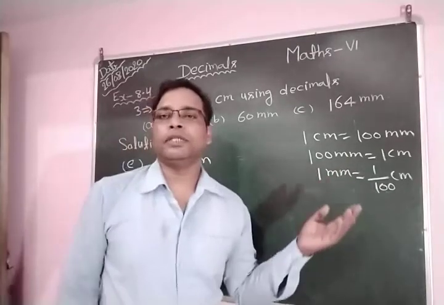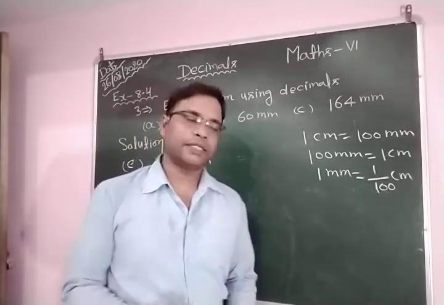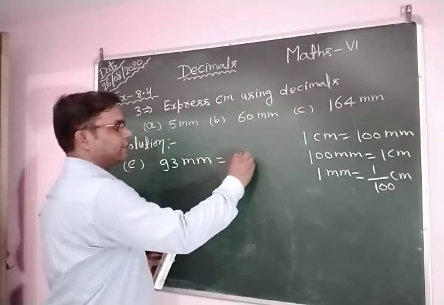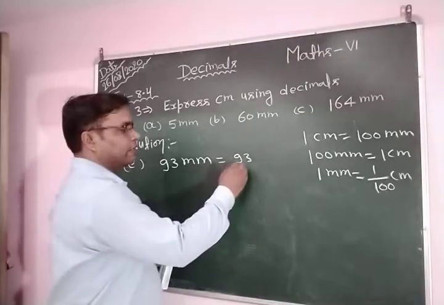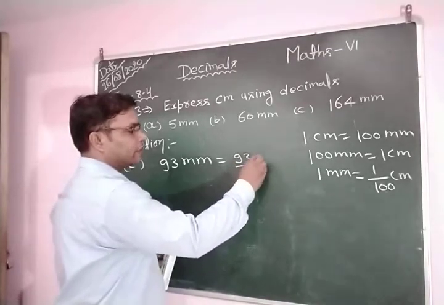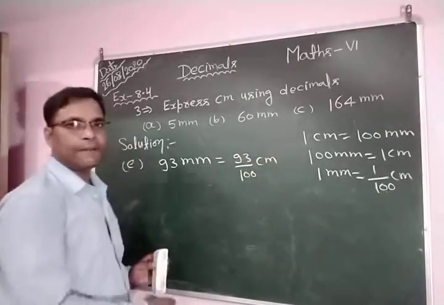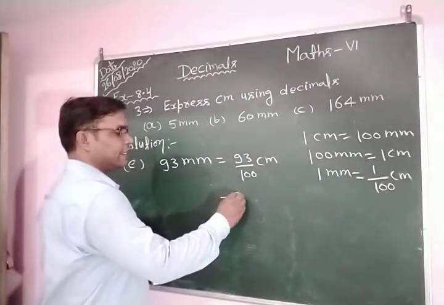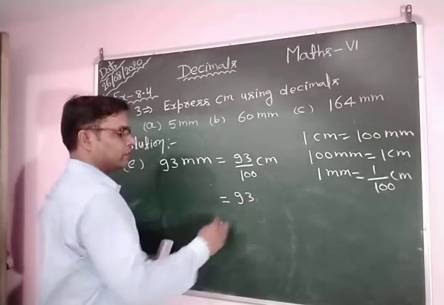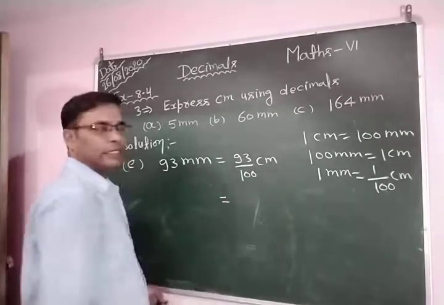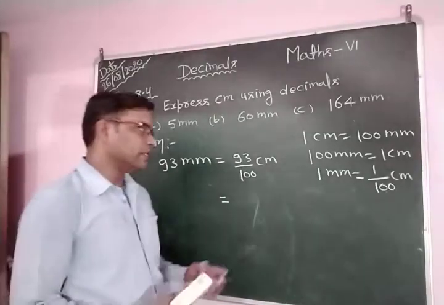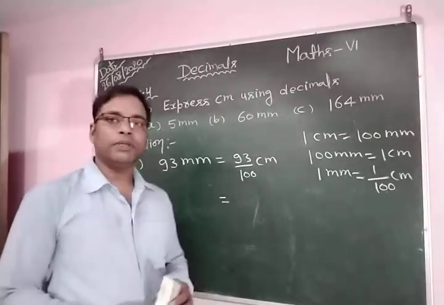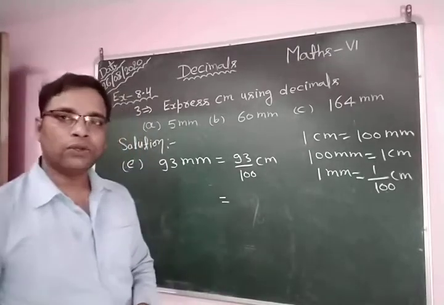Okay. So here we have 93 millimeters. But you know 1 millimeter is equal to 1 by 100 centimeter. So we can write here 93 millimeter is equal to 93 by 100 centimeters. If you convert in decimals, you can see here 2 zeros in the denominator. So the decimal moves 2 digits from right to left.